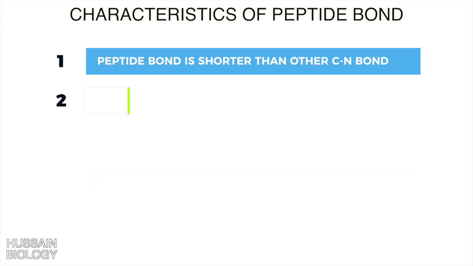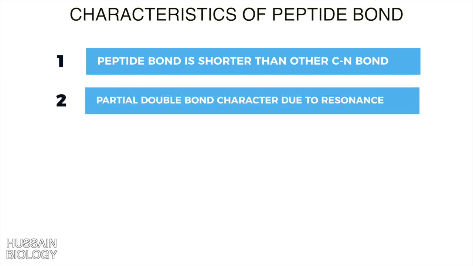Moreover, the peptide bond has a partial double bond character due to resonance. And due to this resonance or partial double bond character, it adds another property, that is the lack of rotation, as in double bonds. So the peptide group is fixed in either a cis or trans configuration.